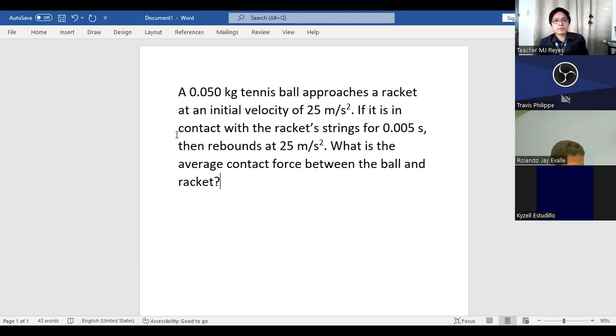Okay. So the problem there is a 0.50 kilogram tennis ball approaches a racket at an initial velocity of 25 meters per second. If it is in contact with the racket strings for 0.005 seconds, then rebounds at 25 meters per second, what is the average contact force between the ball and the racket? Okay, please take note of the question.